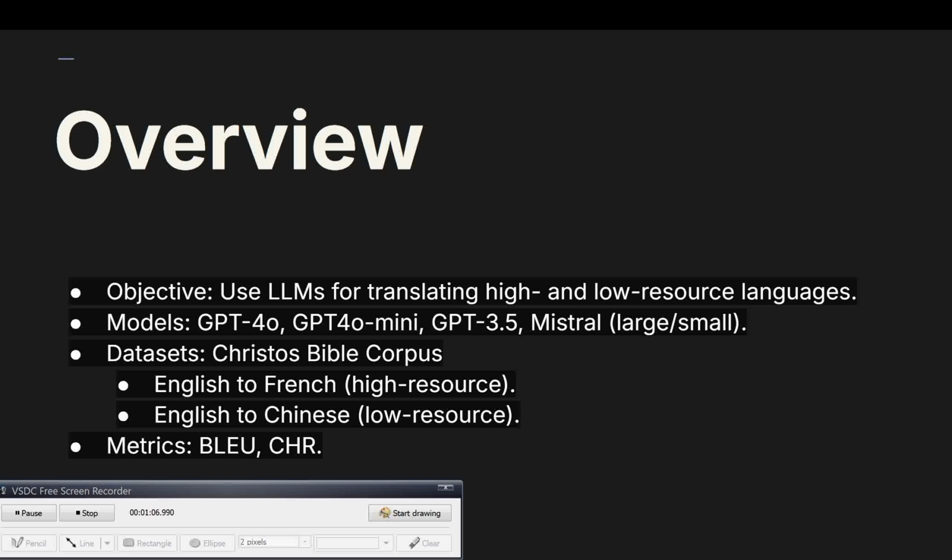The data set used is the Christos Bible Corpus. We focused on English to French and English to Chinese because I can't test for everything because of resource constraints based on the expense of the API. So I focused on English to French for high resource language and English to Chinese for low resource language. Metrics: BLEU and CHR. So we have BLEU metrics and we have CHR metrics.